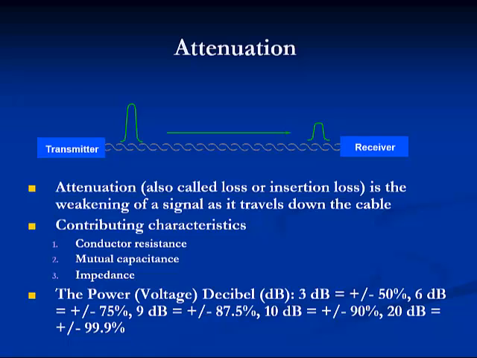Again, let's go over that. In 3 dB signal loss or attenuation, we have a 50% signal loss. 6 dB is 75%, 9 dB is 87.5%, 10 dB is 90%, 20 dB is 99.9%, 30 dB is 99.99%, 40 dB is 99.999%, and it goes on from there.